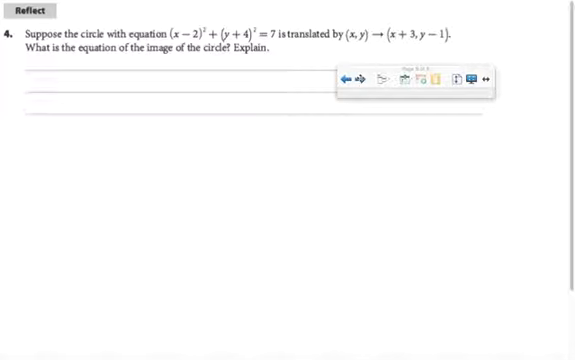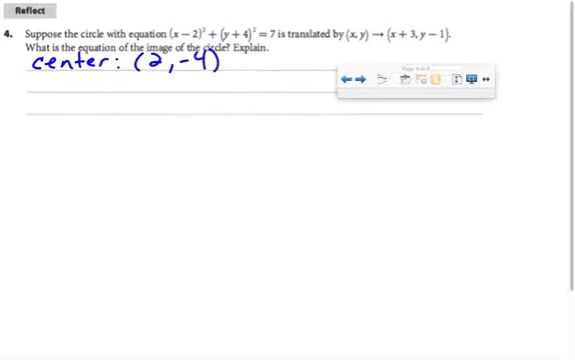Suppose the circle with this equation is translated by using this rule. What would be the equation of the image of the circle? Well, the translation isn't going to change the size of the circle, so I know the right side of the equation isn't going to change. On the left side, the center of my given circle is (2, -4).